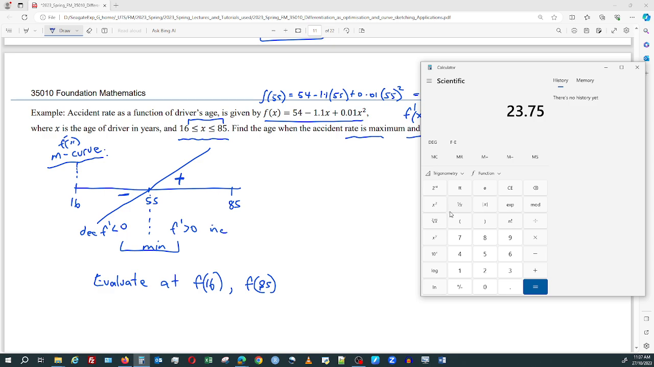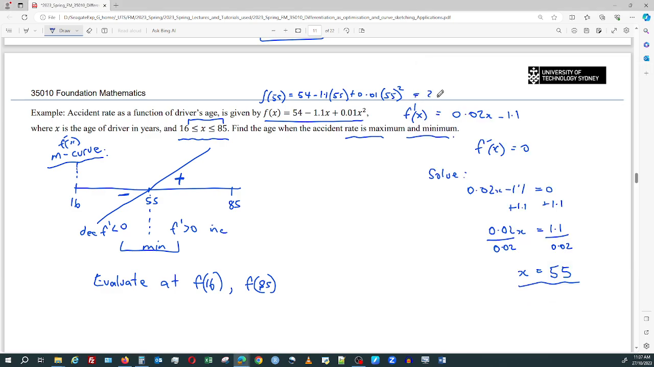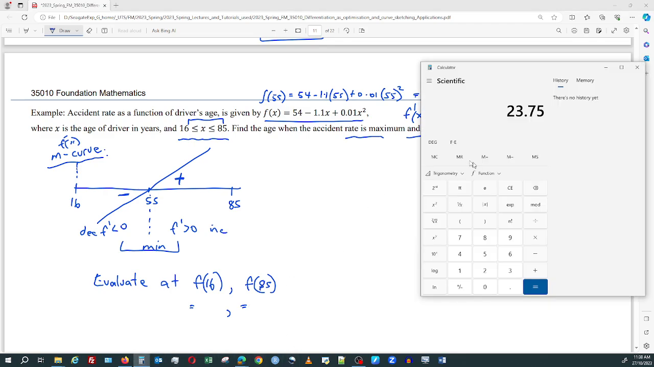23.75 is the value that we have when we're at that value, 55. So we need to check that against the endpoint values. So F16, we've got to do the whole thing again for F16 and for F85. So that'll be a bit of fun. I've had some practice now, so I should get it all correct, shouldn't I?